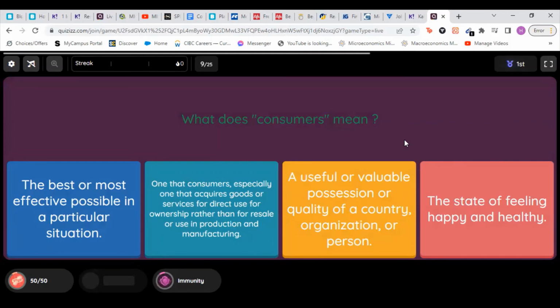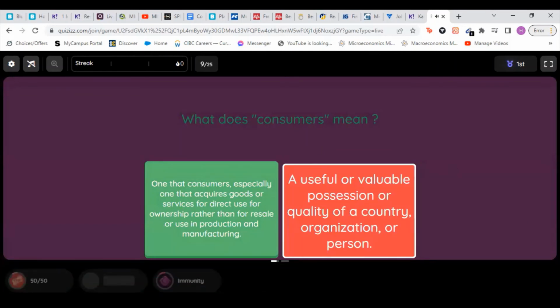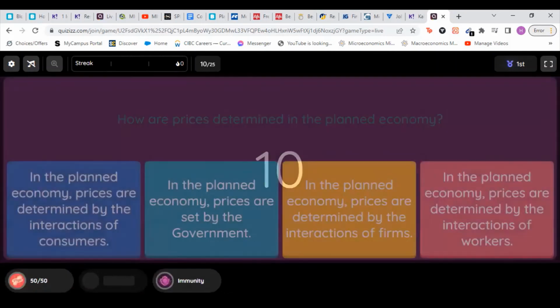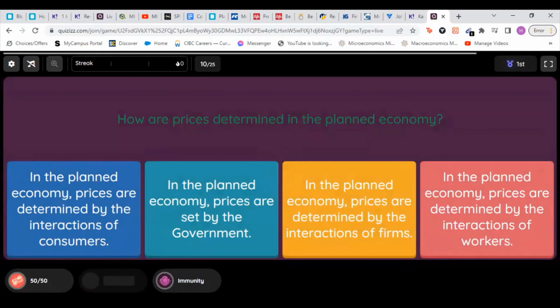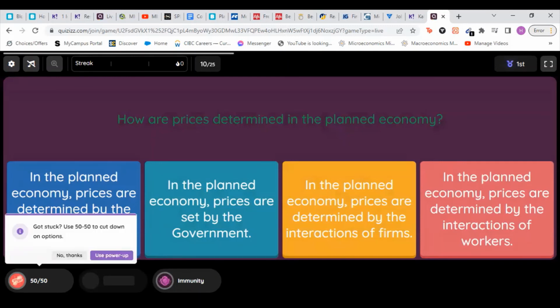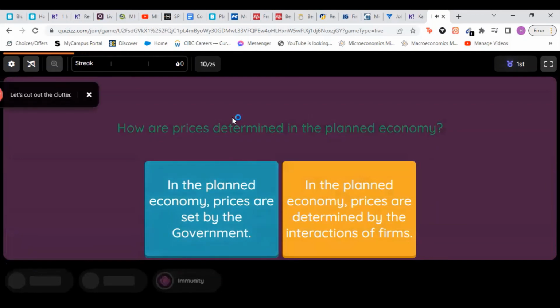What does consumers mean? The third option. How are prices determined in the centrally planned economy? Sorry, I'm struggling with the wording in these questions. Yeah, I agree. Probably the government. Yeah.